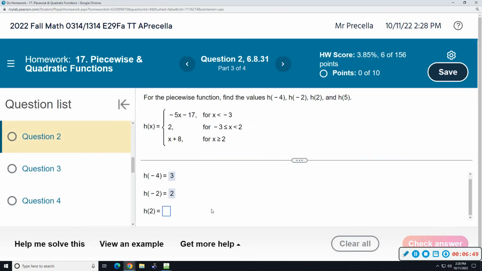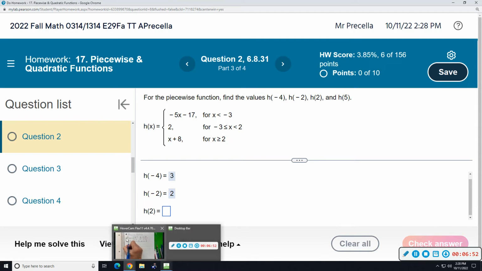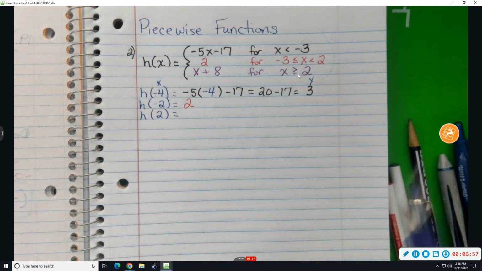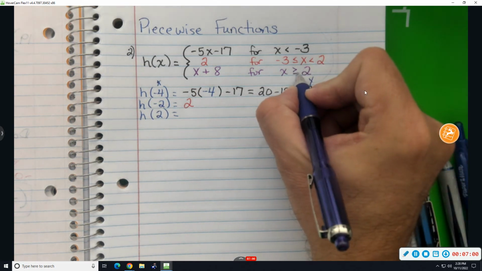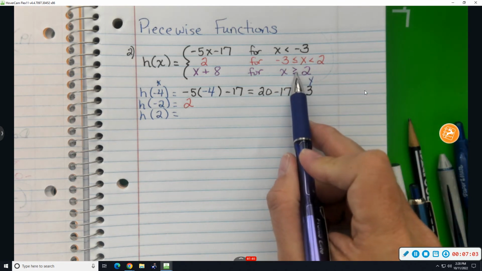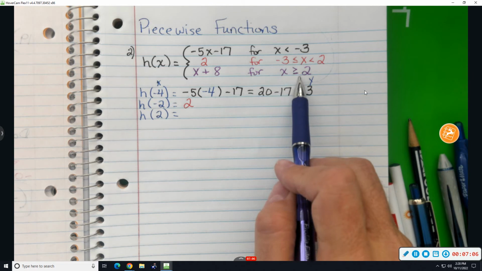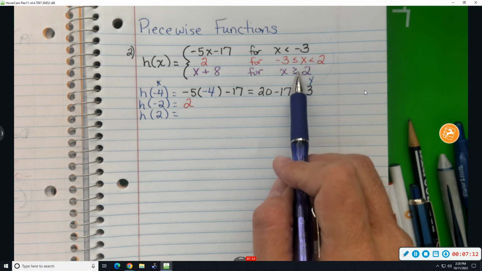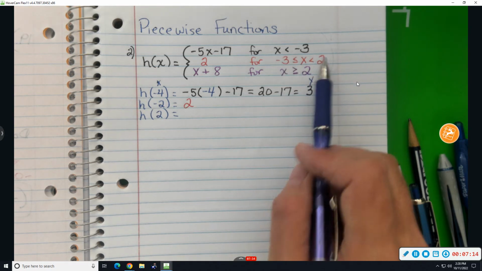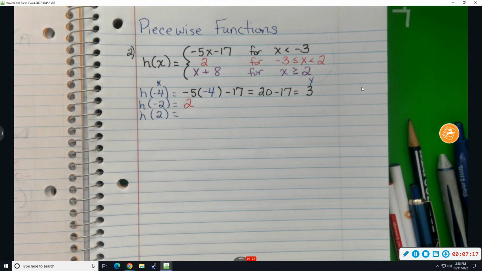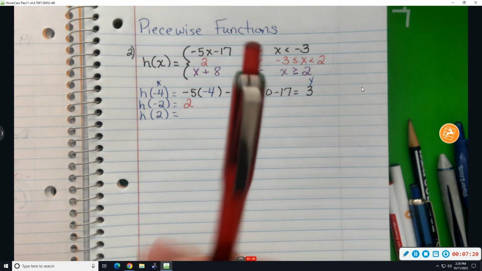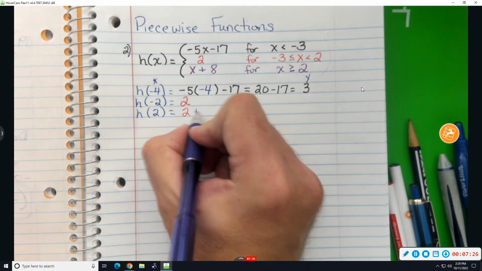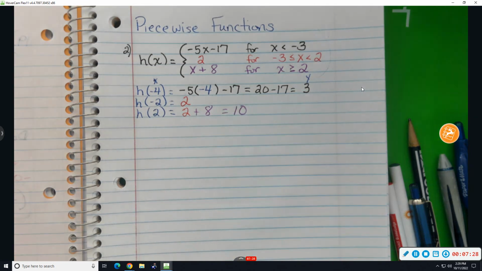And what's h of positive 2? The last one, because it's greater than or equal to 2. My little equal sign here isn't very good, but hopefully you can see it. The x plus 8 is what you use for x greater than or equal to 2. Now, if you had 1.99999, then you'd use the red rule, but here you're using the purple one. Is that going to be a 10? Yes, it's 10. Replace the purple x with a 2. 2 plus 8 is 10.